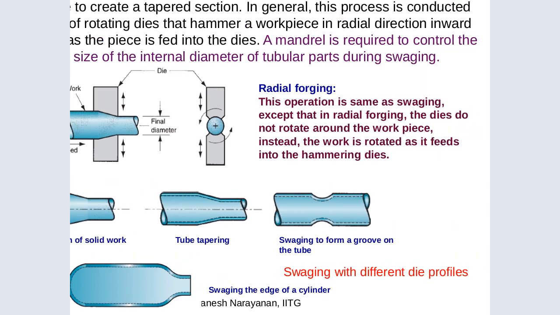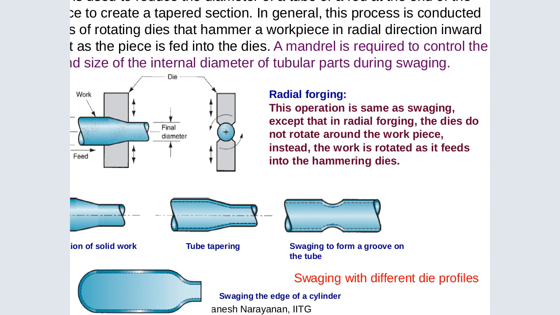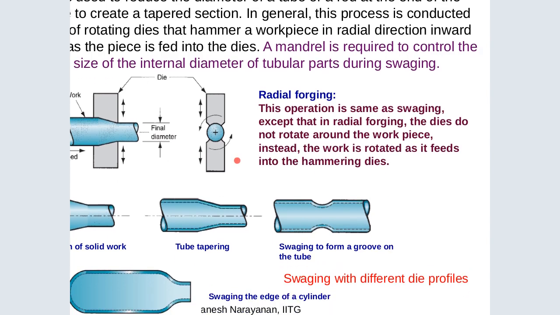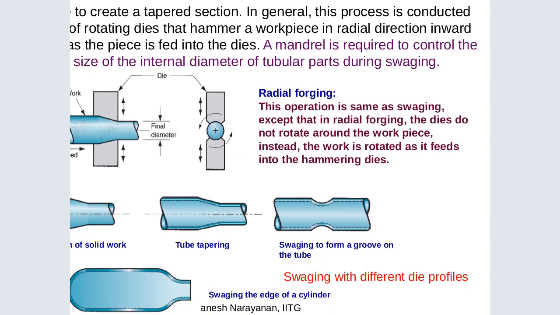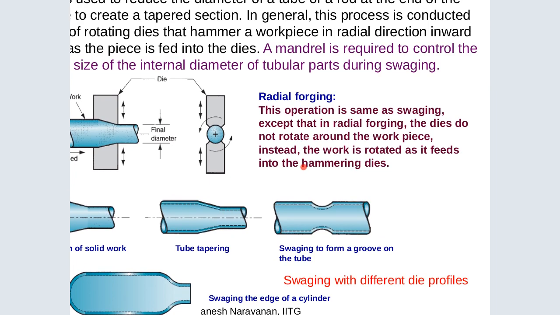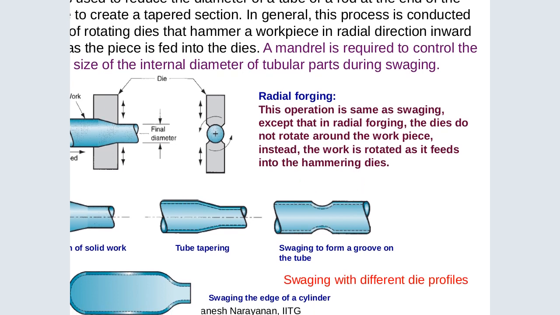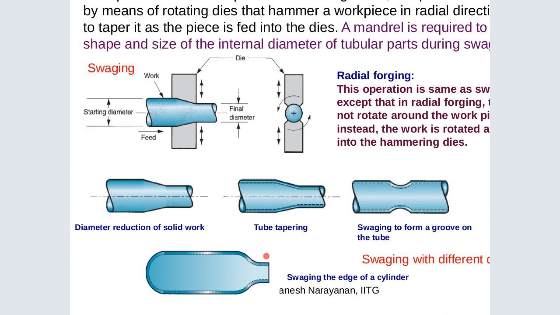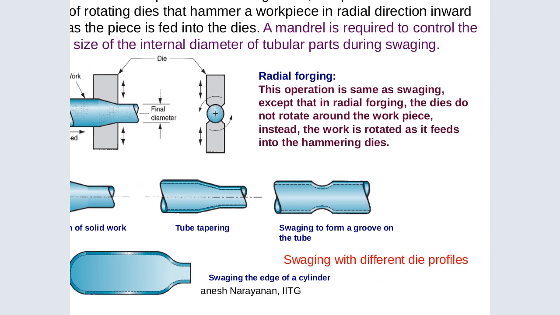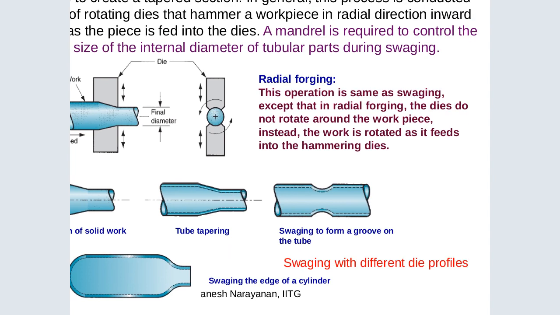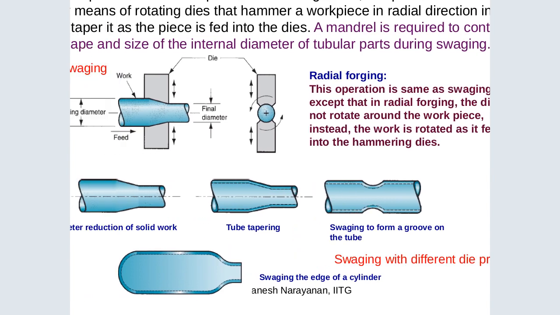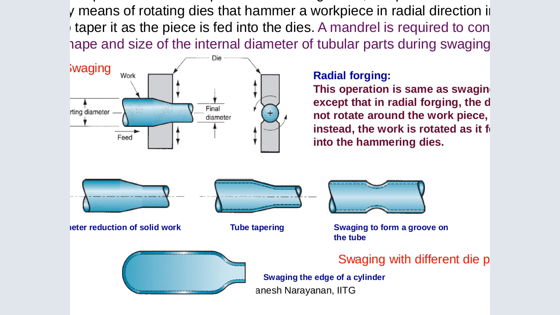Radial forging is when the workpiece is rotating in between the dies. This operation is the same as swaging, except that it is radial forging, because radial means it rotates. In swaging the workpiece does not rotate. Instead, in radial forging the workpiece is rotated as it is turning into the dies. So you can see the diameter reduction of the workpiece, the tube tapering, and then the swaging to form a groove in the tube. These are different shapes that are formed out of swaging.